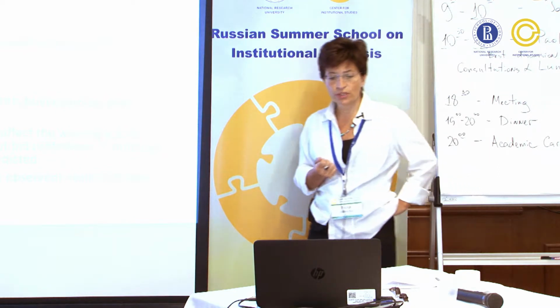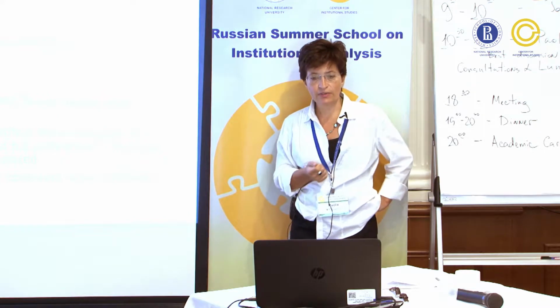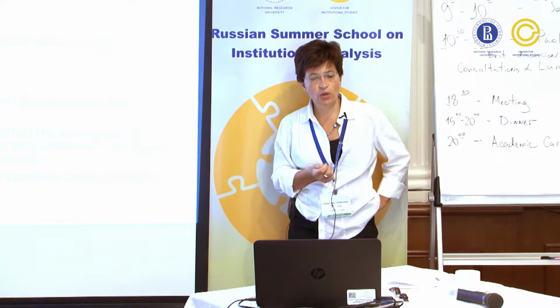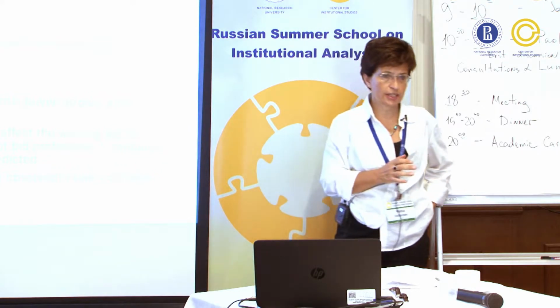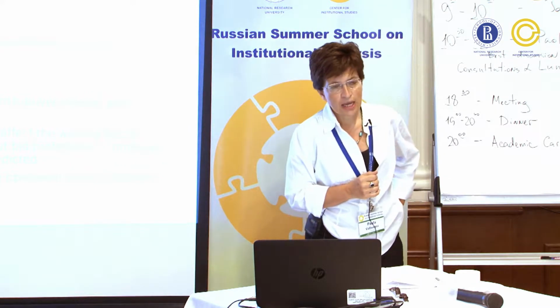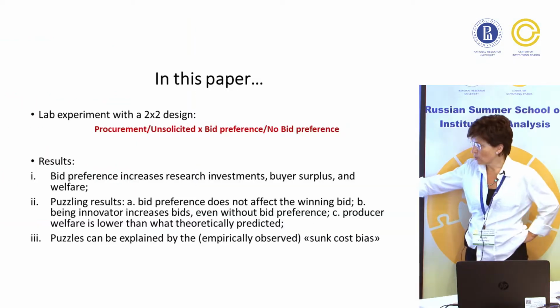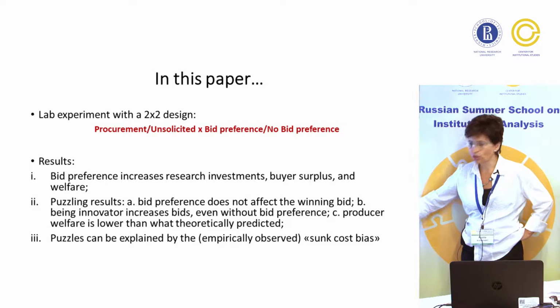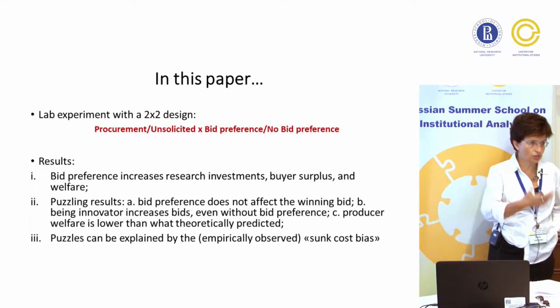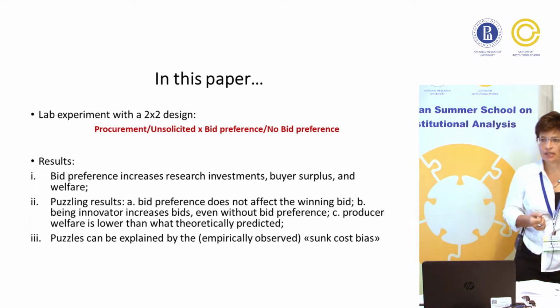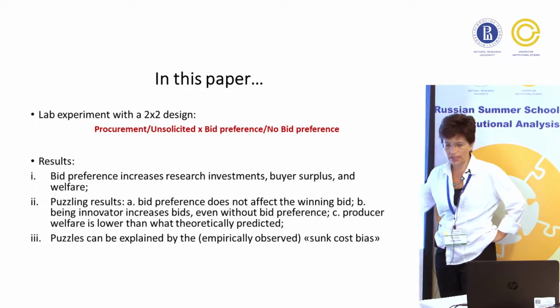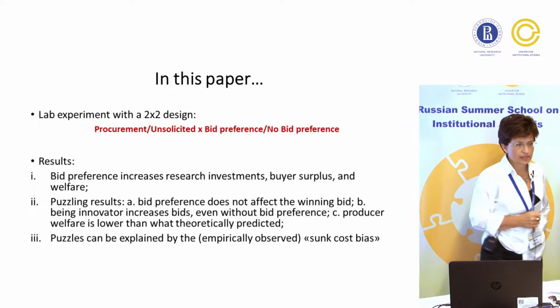Moreover, being an innovator increases the bid even without the bid preference, and producer welfare is lower than what is theoretically predicted. And obviously we went through these puzzling results, and we have a main explanation, but we are still looking for other suggestions, so if you have any, they are very welcome.